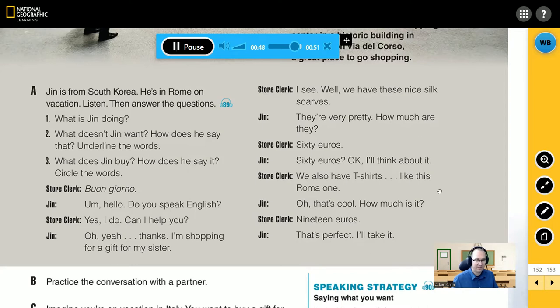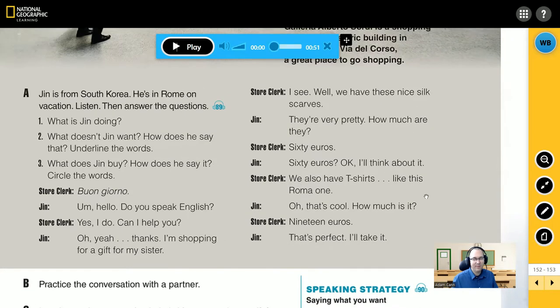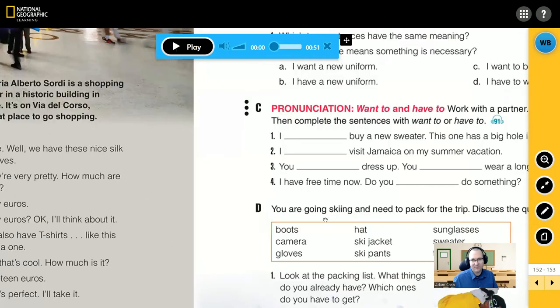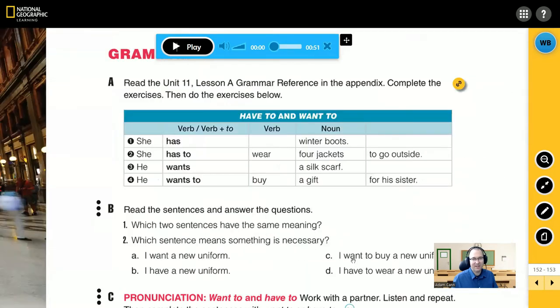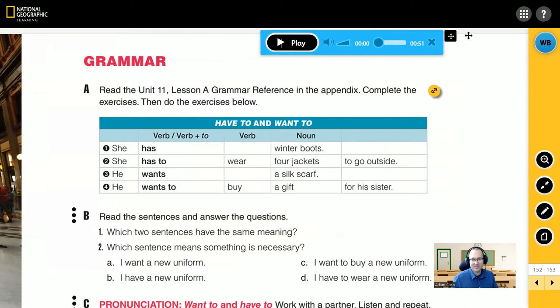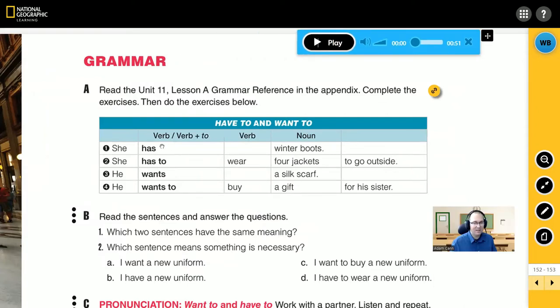Okay, so there's the expressions. Again, much more useful if we're living in another country. But still, I hope you have a chance to use it one day when you're traveling. So here we go to our grammar, okay? So this is reference to, we'll go check this out later. But first, have to and want to.